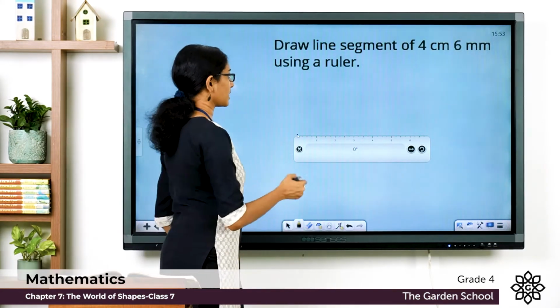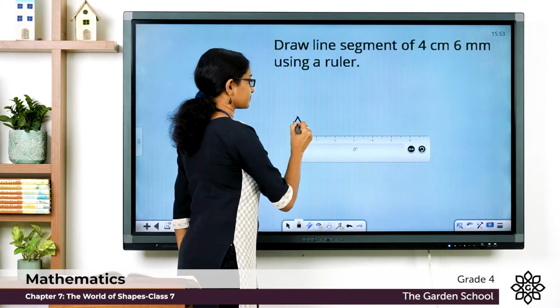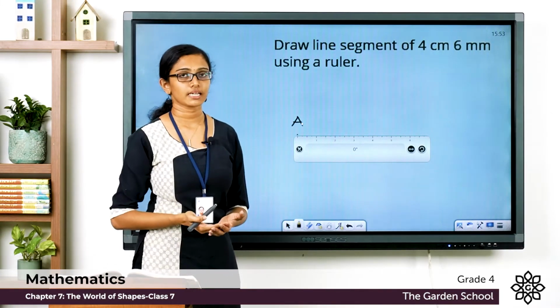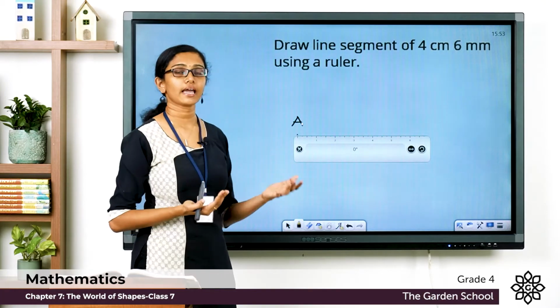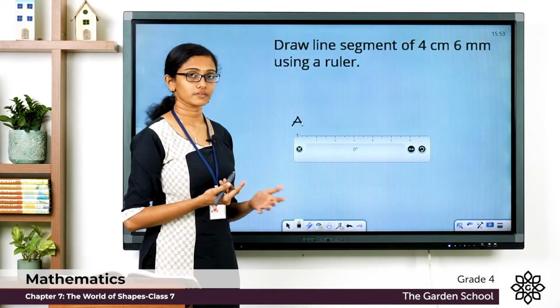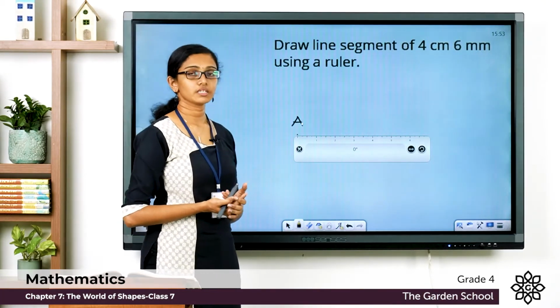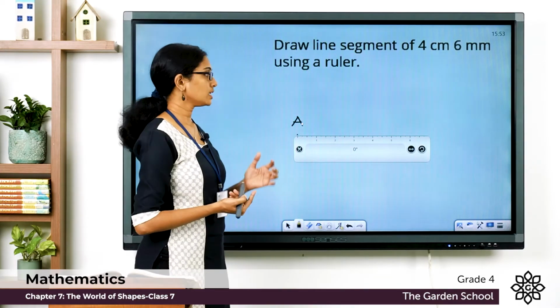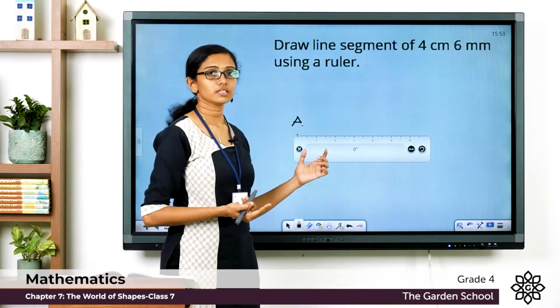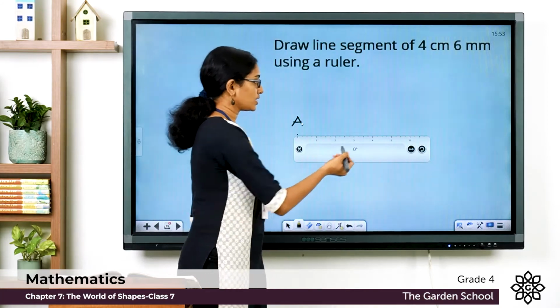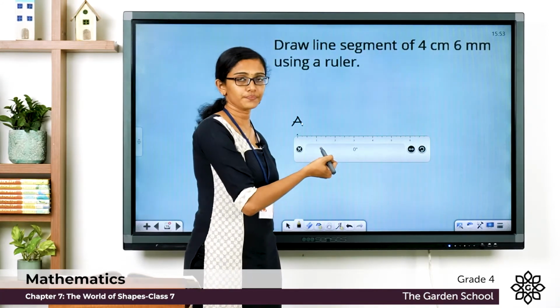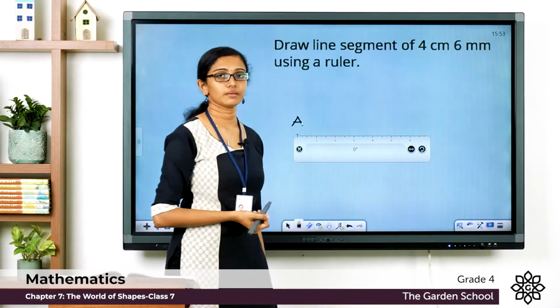Then you can name that as, let it be A. You can name it anything. I'm going to name it like A. Given the measurement of the line segment 4 cm, 6 mm. So let's take that measurement on the ruler. So here it corresponds to 4 cm. And what about 6 mm?